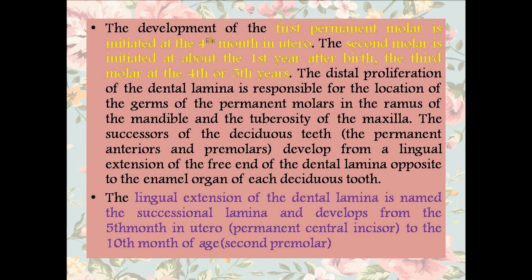The successors of the deciduous teeth, that is the permanent anteriors and premolars, develop from a lingual extension of the free end of the dental lamina, which is present opposite to the enamel organ of each deciduous tooth. The lingual extension of the dental lamina is named the successional lamina and develops from the 5th month in utero to the 10th month of age.